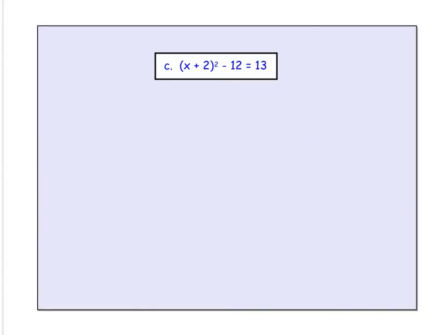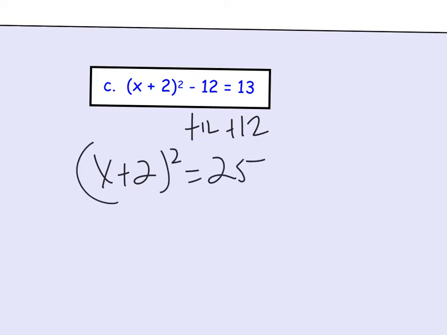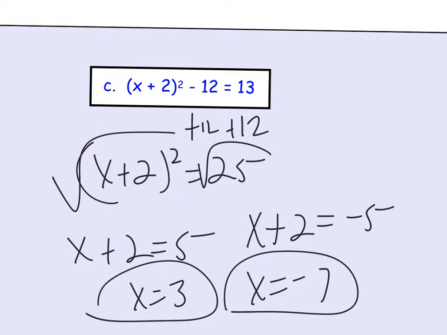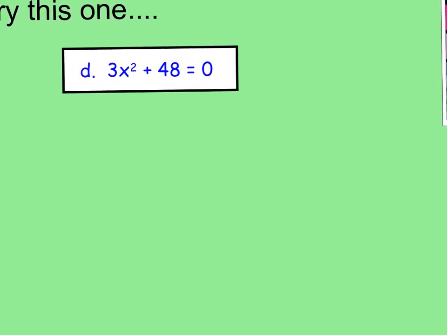So taking a look here, trying to put together some things on this problem. So I want to add 12 to both sides. So that means I'm going to have x plus 2 squared equals 25. So if I square root both sides, I have x plus 2 equals 5. I also have x plus 2 equals negative 5. So x will equal 3. X will equal negative 7. There's my answer.